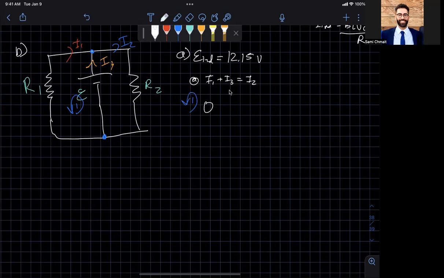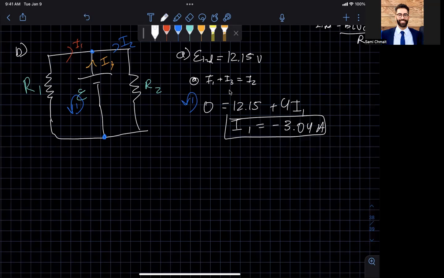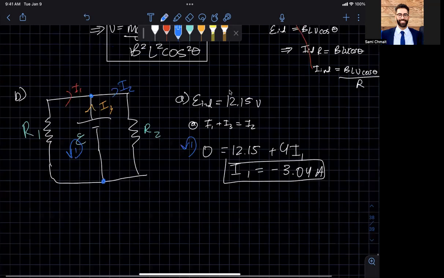Start behind the battery, it goes the same direction as our arrow, so positive. And then the direction of the current and the direction of the loop bump into each other, and so we call it plus 4, what's the current there? I1. And then you can just solve for I1. I1 is going to be equal to minus 3.04 amps. Okay, well, our guess is wrong, but we've already talked about how the guess being wrong doesn't really matter as long as you're consistent.